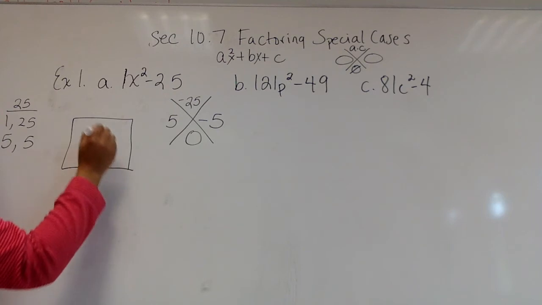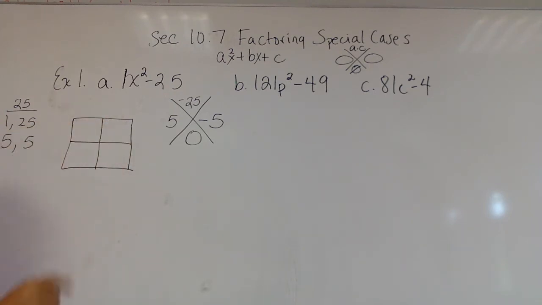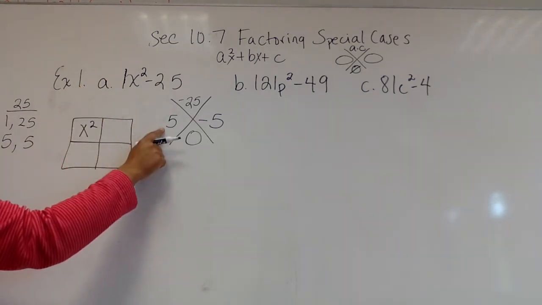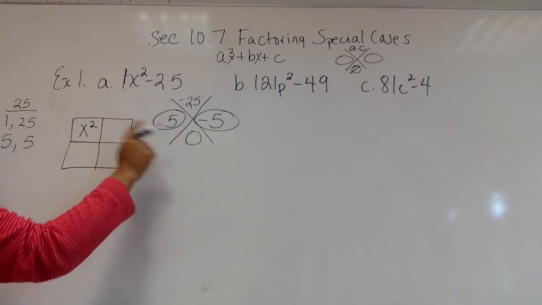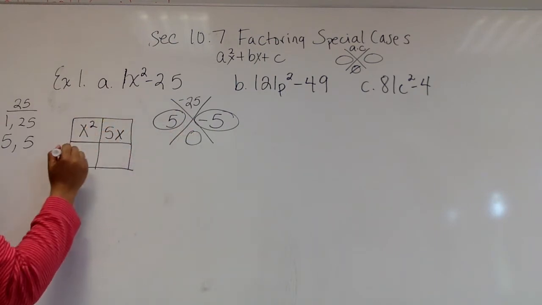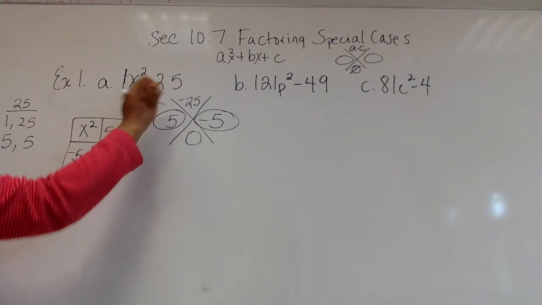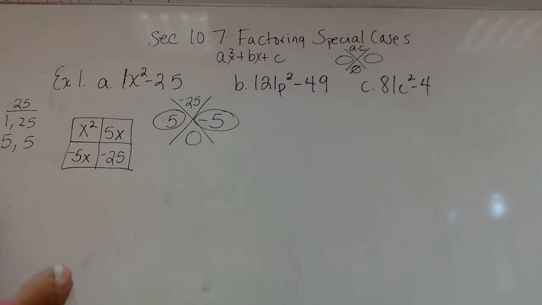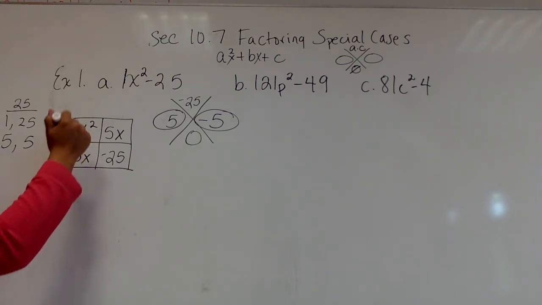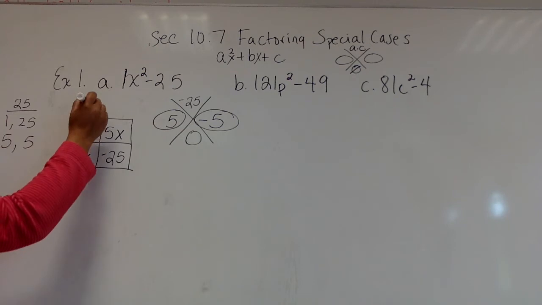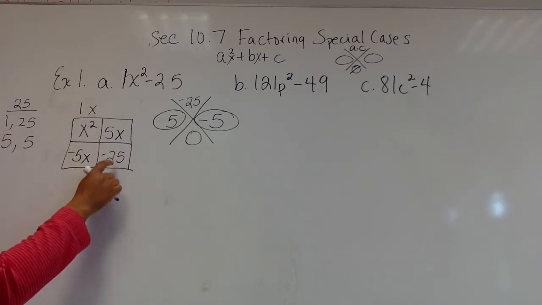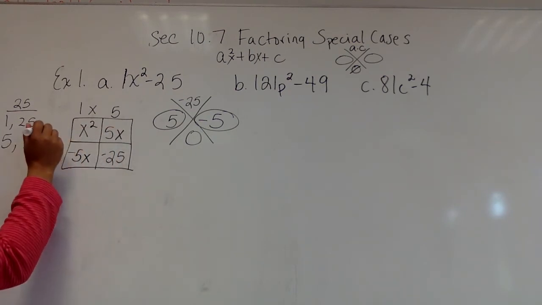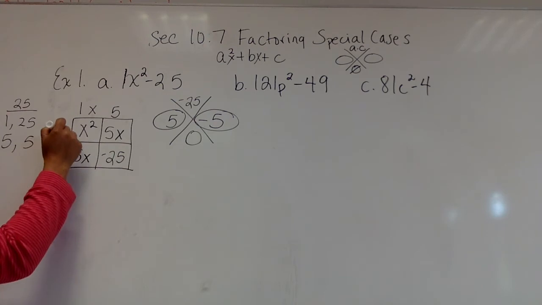So now let's go to my box. Hopefully you remember what goes in the box. If not, go back and look at your 10.6 notes. So I have my first term in the first box. I've got my numbers from the X in the middle boxes, in the diagonals. And then the last number goes in the last box. And now it's time to do your GCFs. My GCF between 1 and 5 is just 1. Between the X's is my X. Between the 5 and the 25 is just 5. And then when I go across, GCF is 1 again and X again.